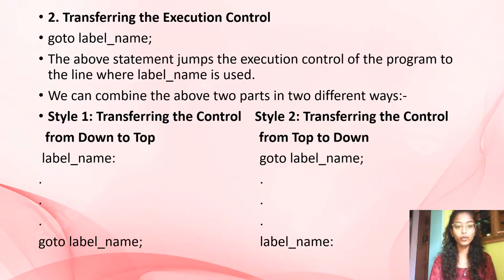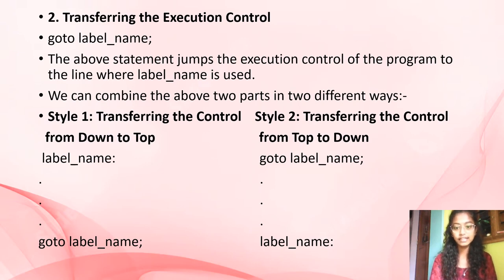And the next is transferring the execution control. goto label name. The above statement jumps the execution control of the program to the line where the label name is used. We can transfer the execution control in two different ways. First style, transferring the control from down to top. Here the label name is defined below, so the statement jumps the execution control of the program to the line where the label name is used. So it is termed as transferring the control from down to top.